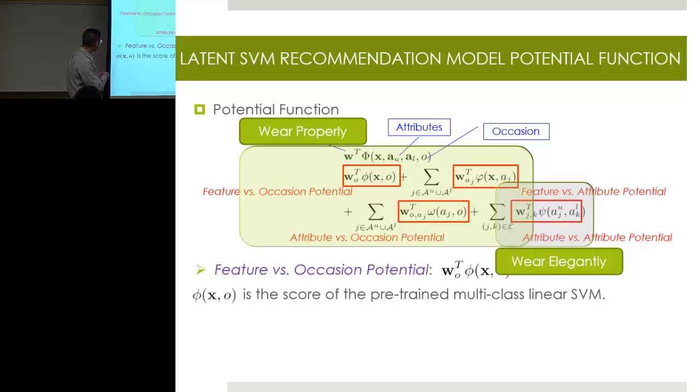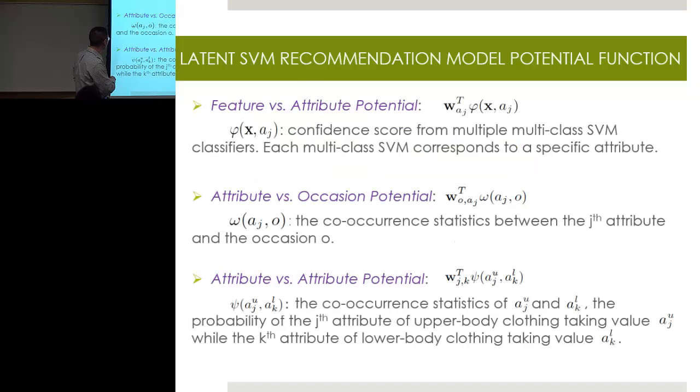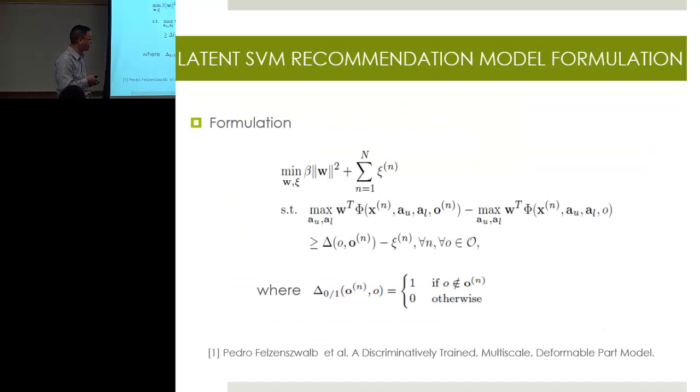For the first 2, which are related with features, for each part we use a pre-trained multi-class SVM to get the initial score and then learn the weight. But for the third item, the first item, it is discrete. So the initial features will be the co-occurrence statistics between the attributes and occasion, or attribute and attribute. And then the task is to learn the weights, the weight W.